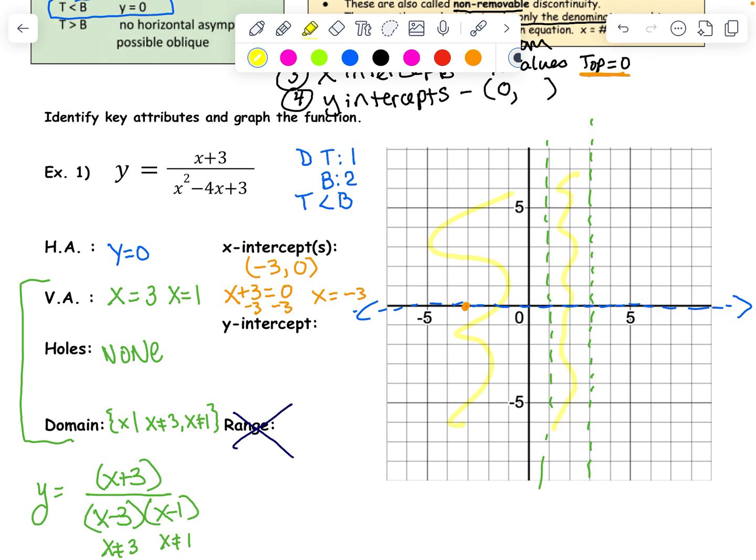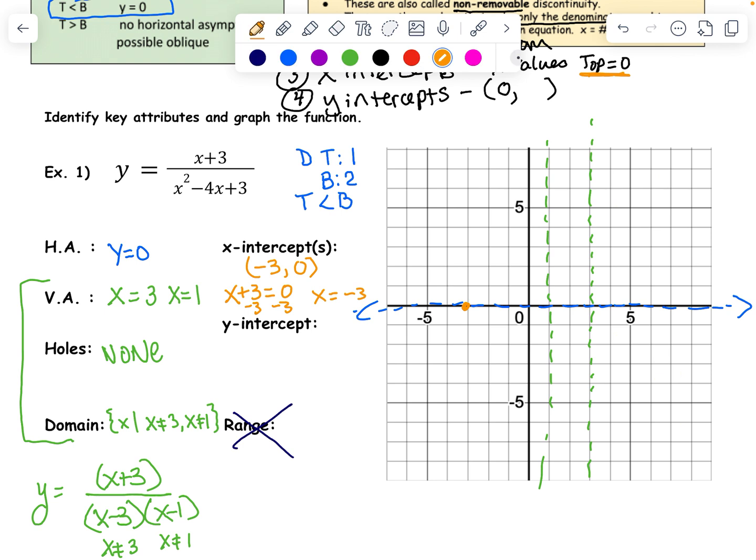But in this section, it can't cross. So either it's up on the top or it's on the bottom. And in this section, it cannot cross. So it's either on the top or it's on the bottom, okay? So this is very important when we're graphing, okay?